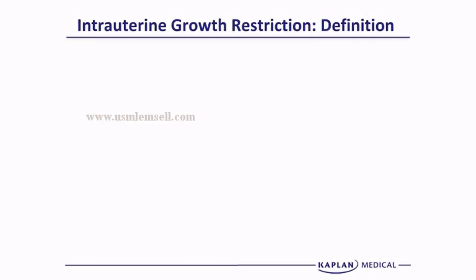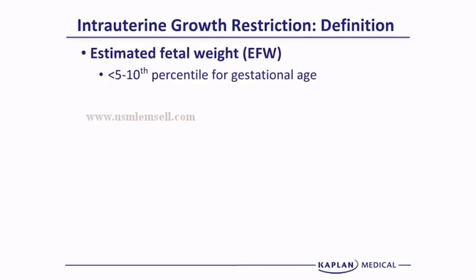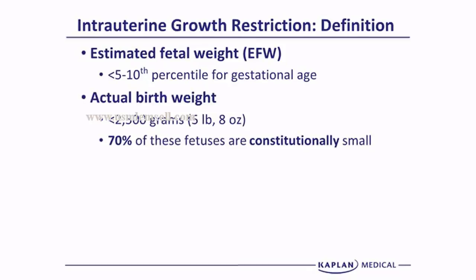Now this is a very difficult definition. It is not a precise term. Estimated fetal weight based on obstetrical ultrasound, we would say less than 5 to 10 percentile. If we say less than 10 percentile, we are making arbitrarily all babies that are below the 10th percentile abnormal. And that is not true for most of those. Perhaps a more accurate definition would be less than 5 percentile. We also use actual birth weight, and at term we think of less than 2,500 grams, which is 5.5 pounds.